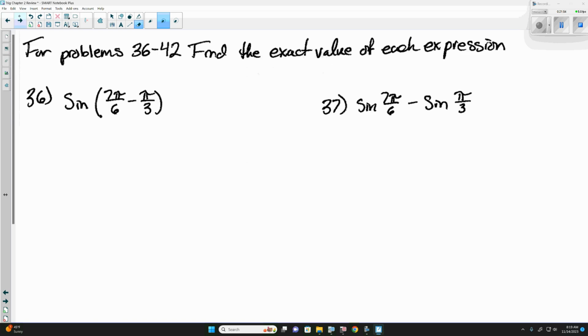Again, I'm going to come back and do some more of the solving. I just want to make sure we get through the rest of this. Find the exact value of each expression. Plug it in. I'd plug it in terms of radians. We could use the equation. Just go on and plug it in. 7 pi over 6 minus pi over 3.